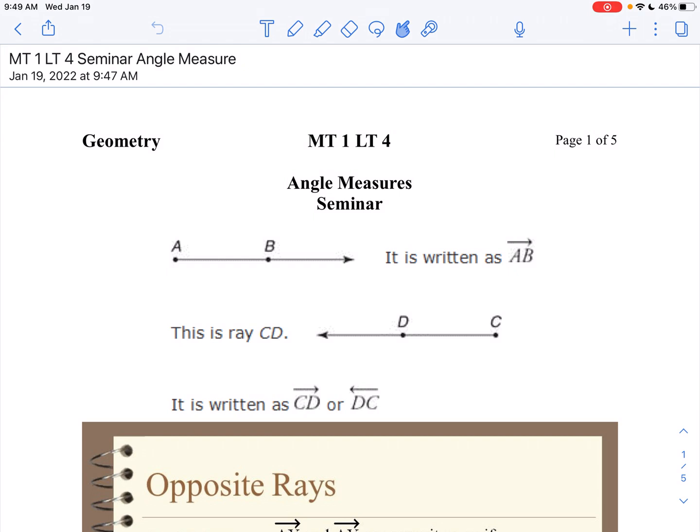First off, let's talk about a ray. A ray is part of a line segment, or part of a line, I should say. It has a beginning, but then it goes on forever. When you name a ray, you always name it by the first point, what we call the initial point. Then you pick any other point on the ray.